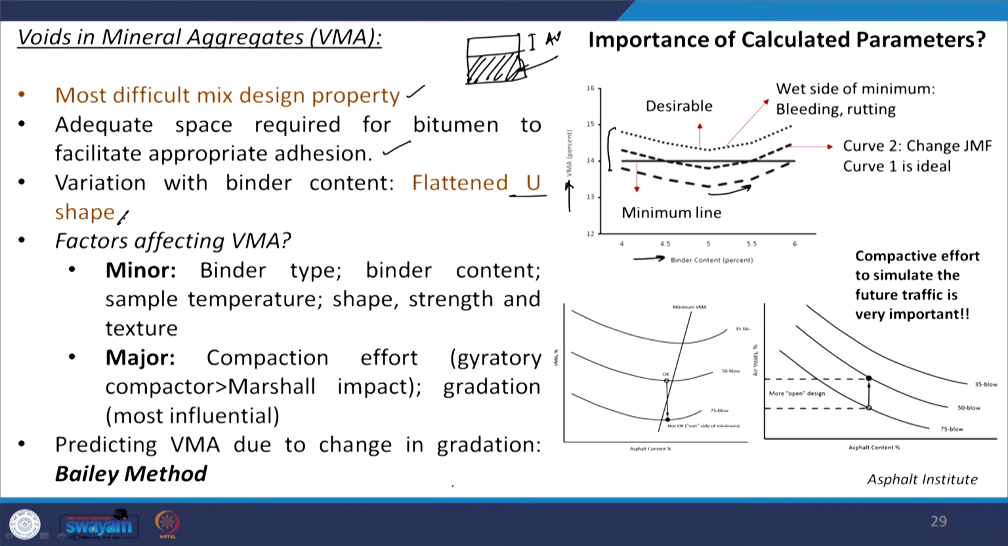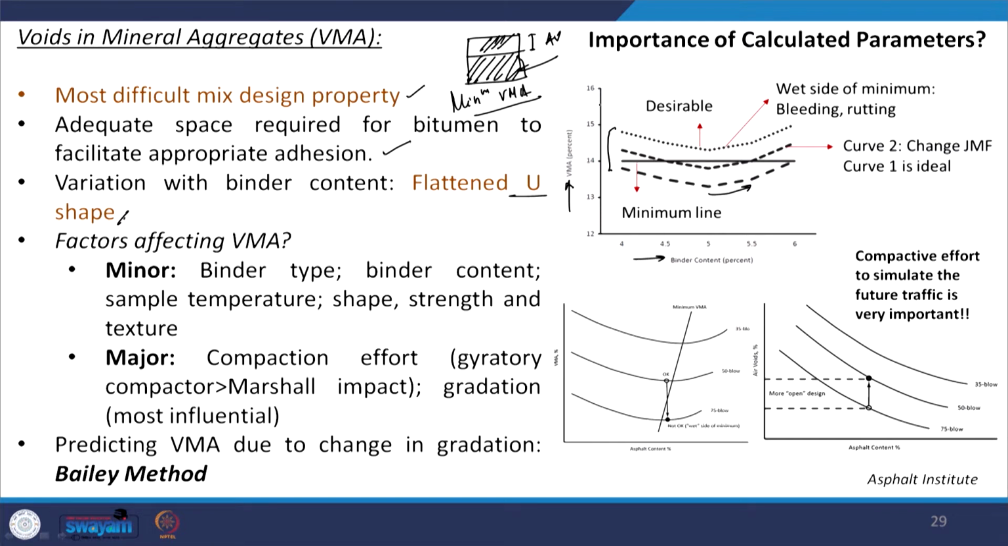Usually the minimum VMA that is required is a function of the nominal maximum aggregate size, and I think we have already discussed previously that there is some requirement of minimum VMA. And I am just repeating again why the minimum VMA is required: because we need sufficient bitumen which can be incorporated, and then finally we should have some additional space for the air voids in the mixture. This also depends on the surface area of the individual particles, and therefore VMA is a function of the nominal maximum aggregate size in the mix.